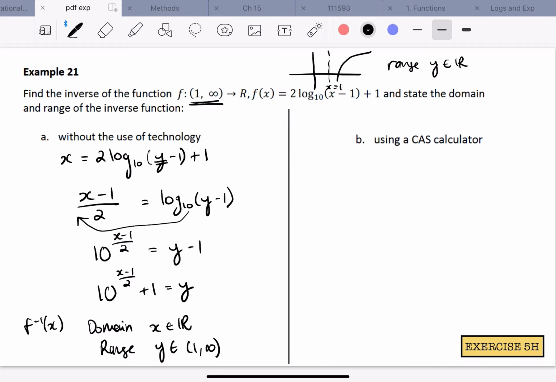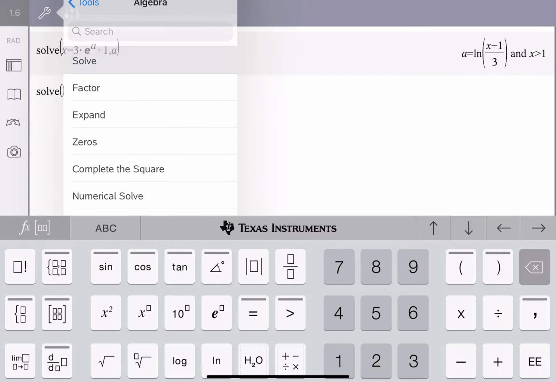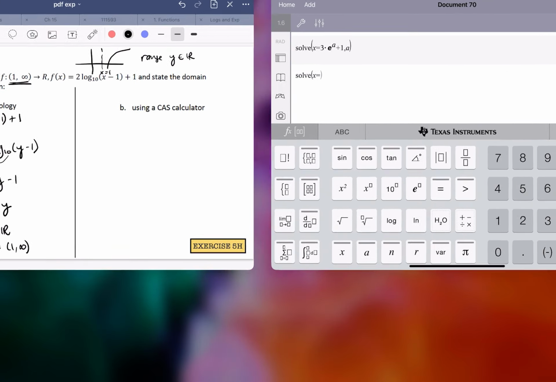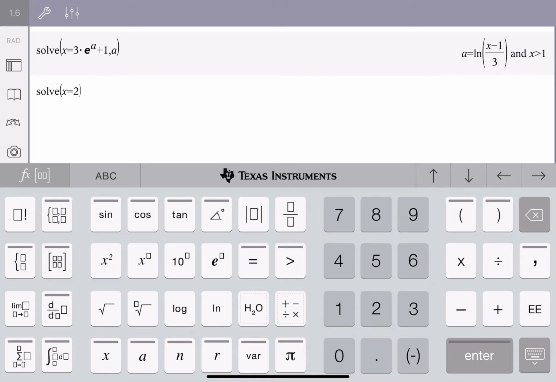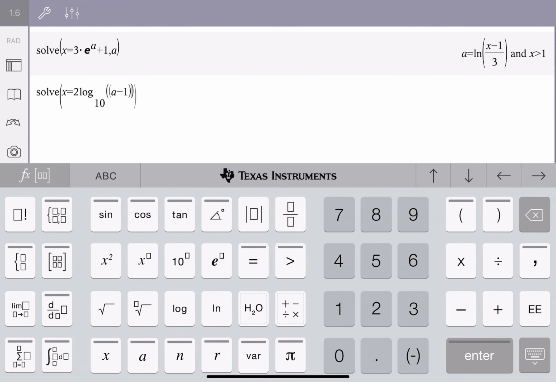To do this using the CAS calculator, we're going to do the exact same thing that we did before. So we're going to go to Algebra menu, Solve, and then we're going to write x equals, and we'll put the function in. So that'll be 2 log 10 of (x minus 1). Oh, not x, actually, we're going to be using y, but in this case, again, I'll just use a. So a minus 1, and then we also had a plus 1 on the outside. Just be careful with your use of brackets here. Plus 1.